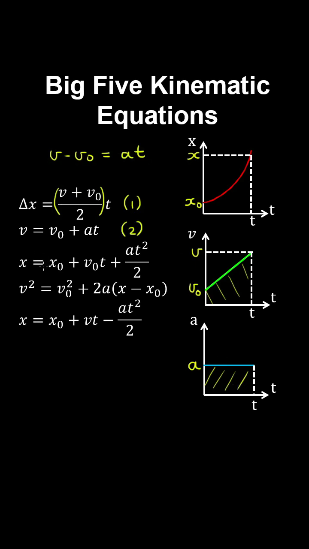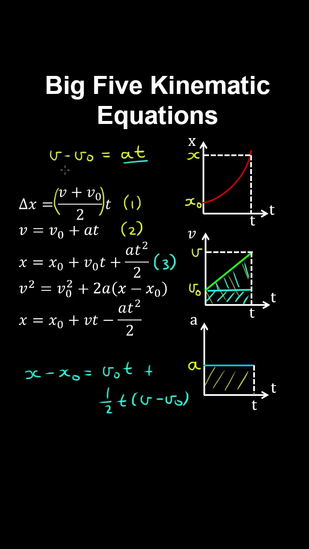And similarly, the third equation is obtained again by the area under this curve, but this time we break it into a rectangle and a triangle. And now if you substitute v minus v naught, to obtain the fourth equation, we solve this equation for the time. And now if you substitute for t into equation 1, to obtain a fifth kinematic equation, we solve this equation for v naught, and then substitute v naught in equation 3, and that gives you the fifth kinematic equation.